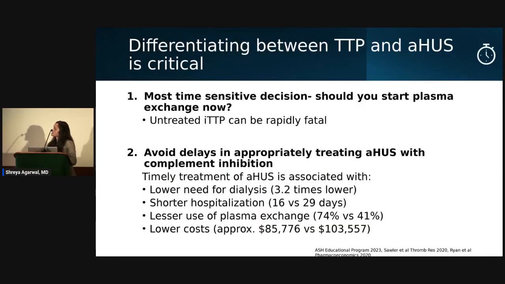So of course, as we discussed, the most time-sensitive question is whether you do want to start plasma exchange if it is immune TTP, or if it is atypical HUS, if you want to avoid plasma exchange and rather start complement inhibition, just because in that case, you would avoid putting in a central line if a patient doesn't need it. And in general, studies have shown if you start complement inhibition early on in these patients with atypical HUS, that can overall result in lower need for dialysis, lesser hospitalization, improved renal function, and lower costs.